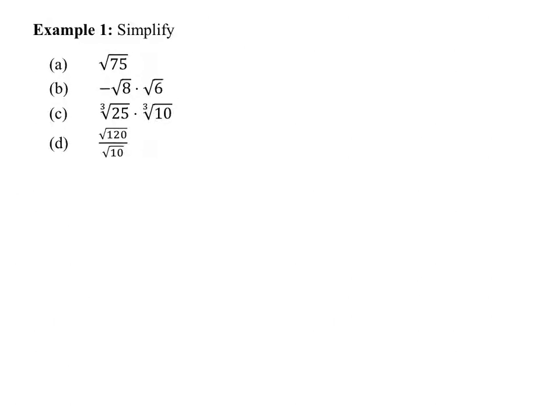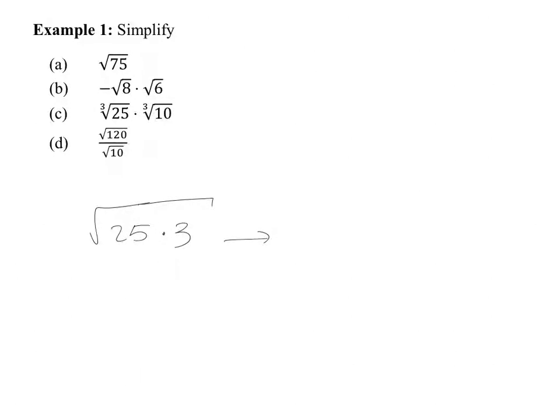25 and 3. 25 is a perfect square, 3 is not. Take the perfect square and write it first, always. Always write that one first. So we have really root 25 times 3. I'm going to do it one step at a time.